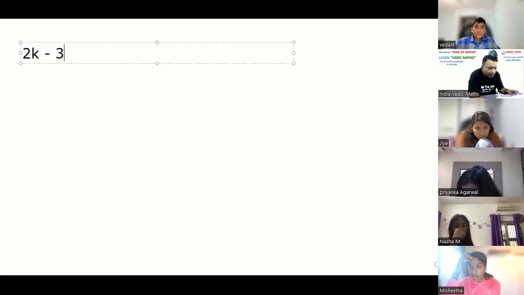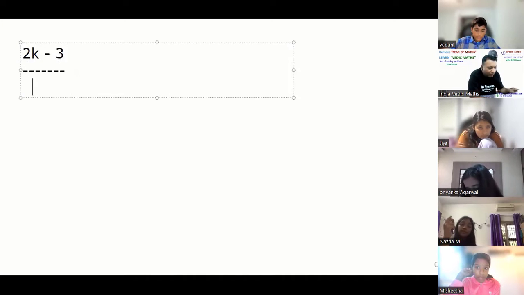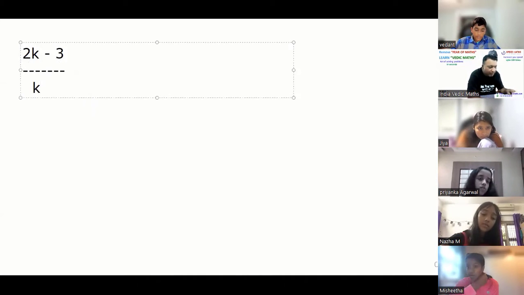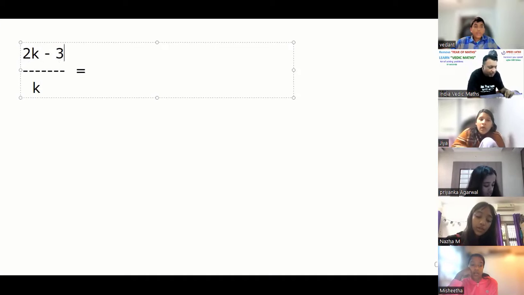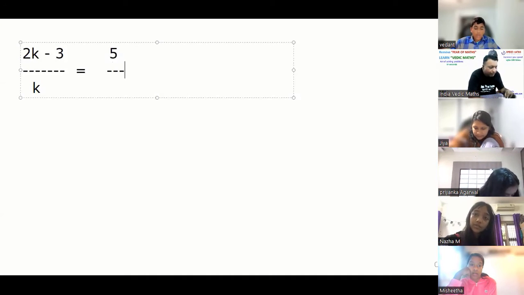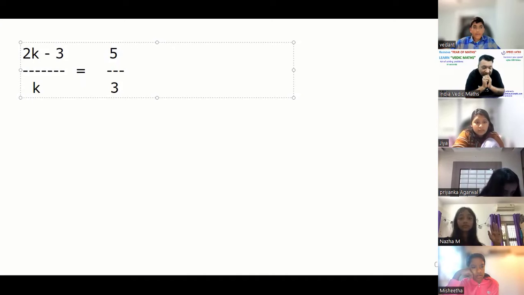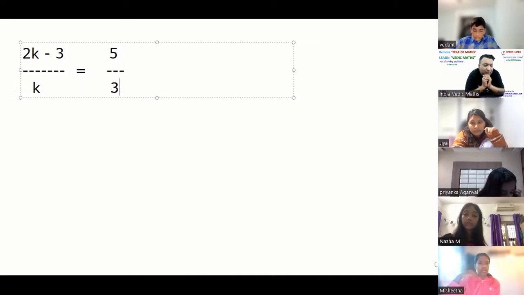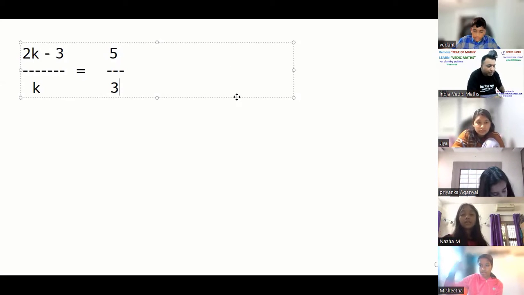(2k minus 3) by k equal to 5 over 3. Who will explain this to me step by step, the method, please? Naja wants to do it, Jia wants to do it. This question Naja will do, next question Jia will do. As simple. Naja, explain the first step.